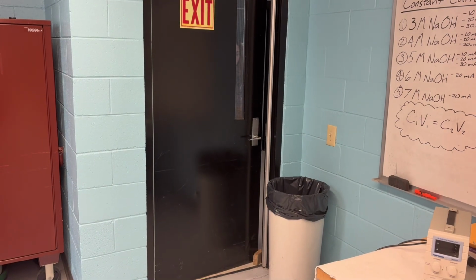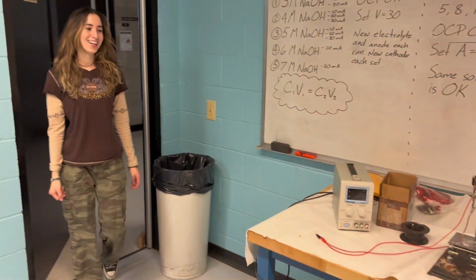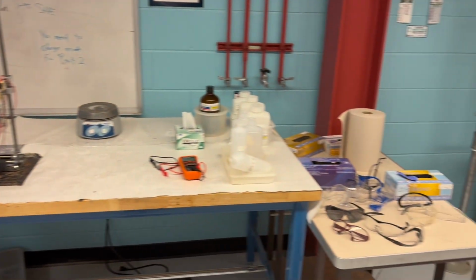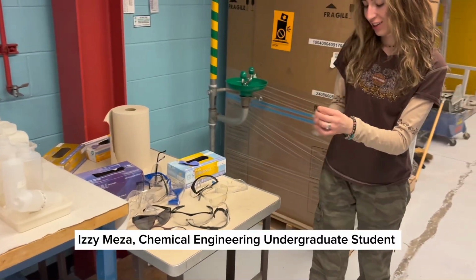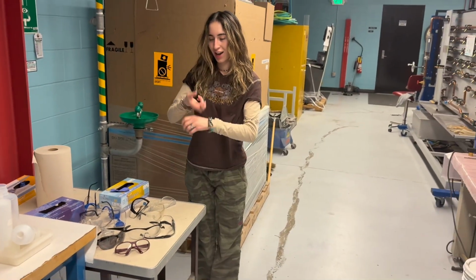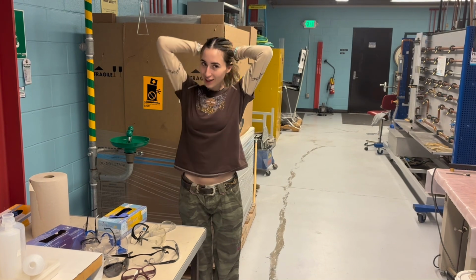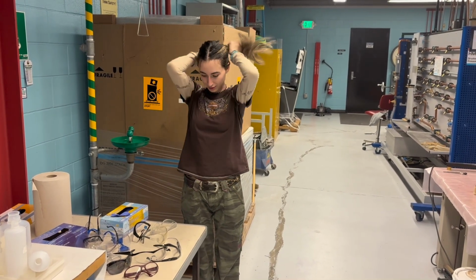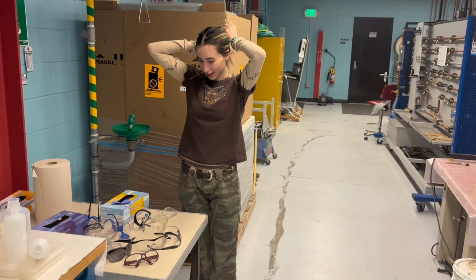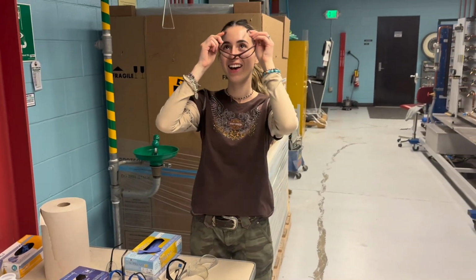Upon entering the laboratory, students should ensure they are wearing proper personal protective equipment, as demonstrated by Izzy Meza, chemical engineering undergraduate student. She first ensures that all jewelry is out of the way, and then puts her hair up in order to avoid getting anything caught in the equipment. She then puts on protective eye equipment. For this experiment, safety glasses are sufficient.